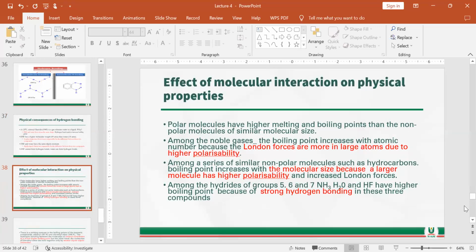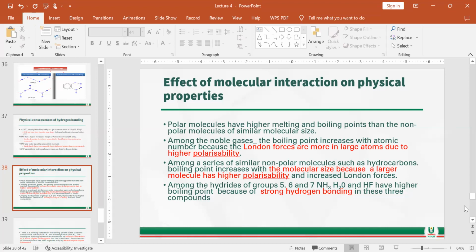So, effect of molecular interaction on physical properties. Polar molecules have higher melting and boiling points. Among the noble gases, the boiling point increases with atomic number because the London forces are greater in large atoms due to higher polarizability. Among a series of similar non-polar molecules, such as hydrocarbons, boiling point increases with molecular size because larger molecules have higher polarizability and increased London force.